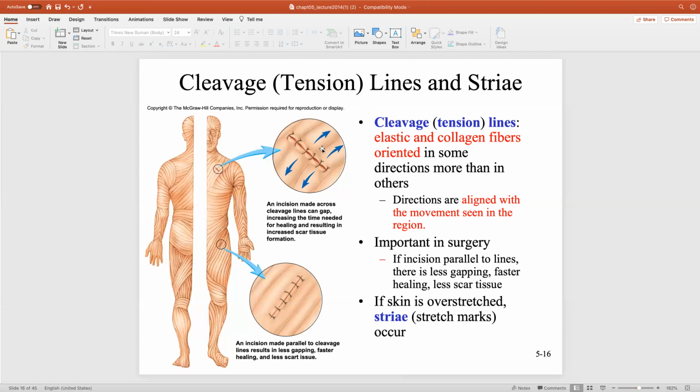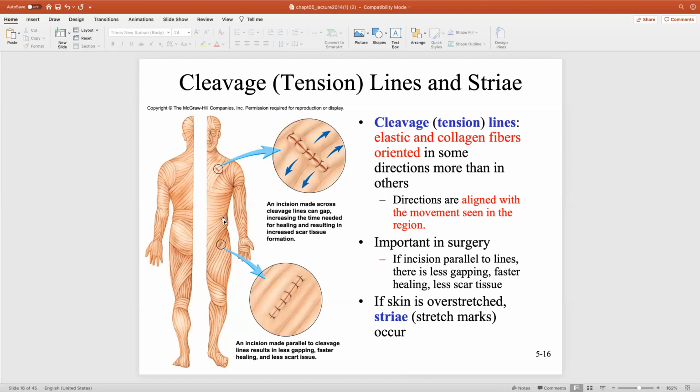Now, the cleavage lines are important for surgery. So if we have surgery and mom needs to have a C-section, we don't cut up and down vertically. We cut horizontally and then find the uterus and then get the baby out. Well, when we cut horizontally like this on the anterior abdomen, we follow the cleavage line. And what happens then?